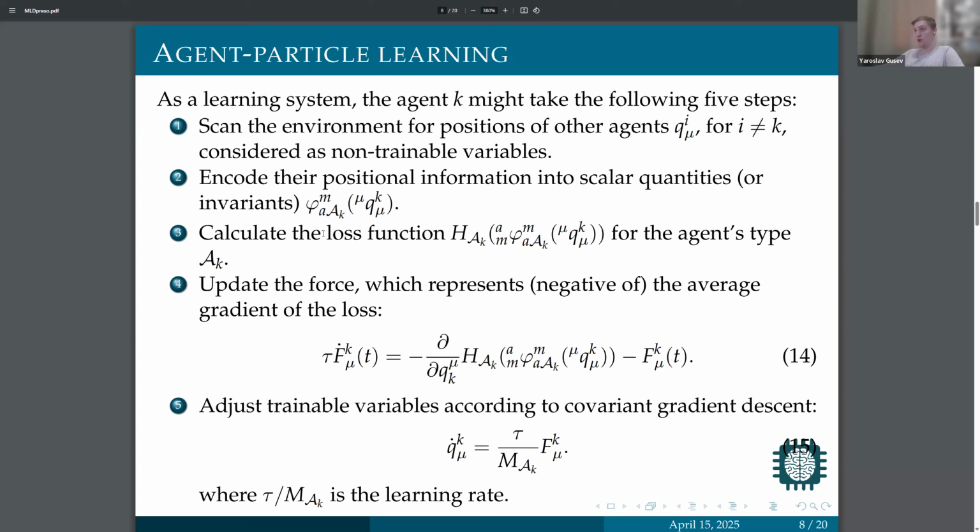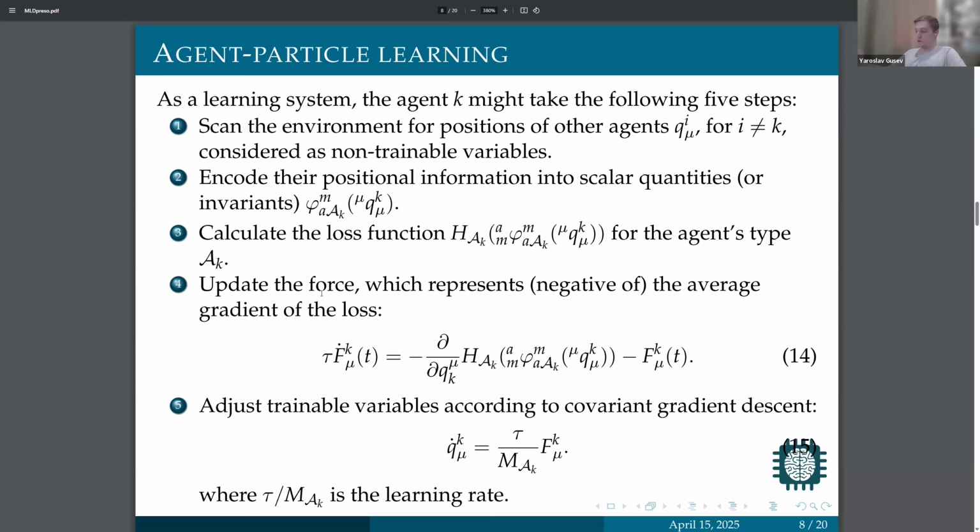And for this we need this third ingredient, this loss function, to be defined, so that once the particle obtains input data, it processes it and obtains invariants. You may think of them as a kind of output of the encoder layer, and then you may define some loss function at this output. This function is the quantity that the agent wants to minimize, and so it needs to perform the gradient descent.